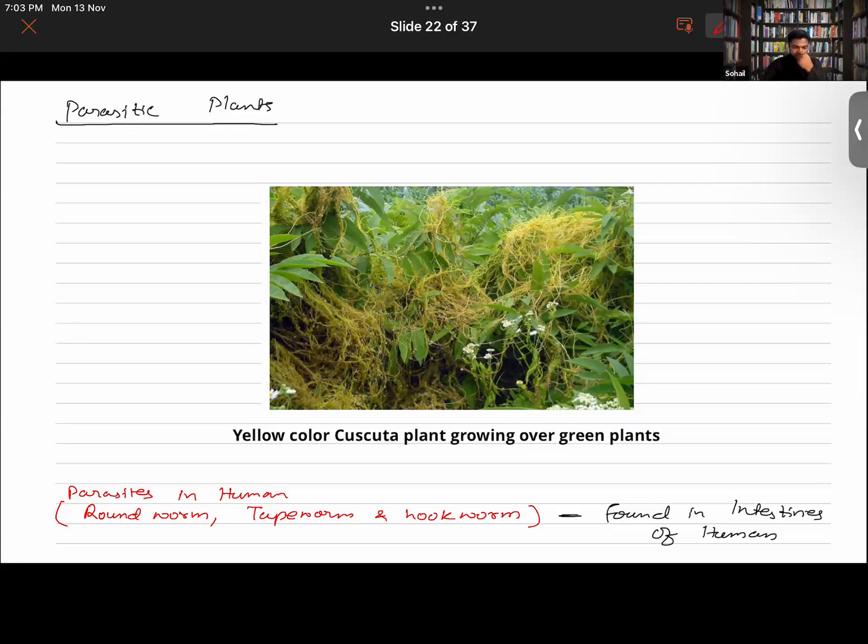Can you think of one example of a parasite that is found on the human body, not inside the human body? Think of one parasite that is found on the human body and basically sucks the blood. Sir, mosquitoes.